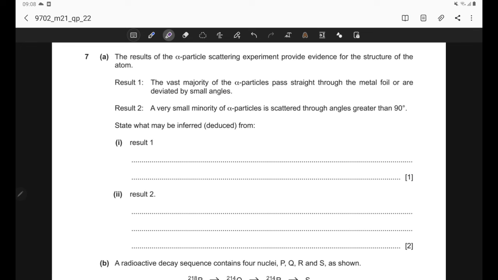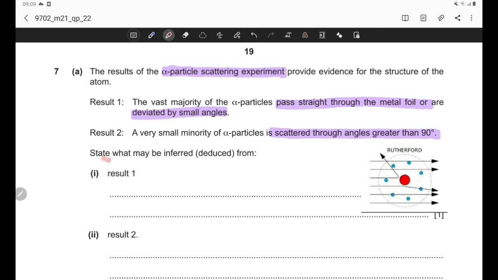Question 7, Part A. The results of the alpha particle scattering experiment provide evidence for the structure of the atom. Result 1. The vast majority of alpha particles pass straight through the metal foil or are deviated by small angles. Result 2. A very small number of alpha particles are scattered through an angle greater than 90 degrees. State what may be deduced from result 1. So result 1 says that the vast majority of the alpha particles pass straight through the metal foil without deviation.